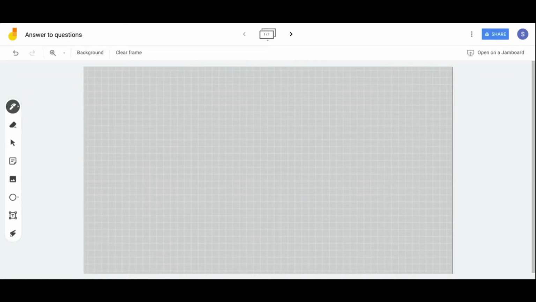If nothing works and you want to do it by hand on a piece of paper, then just take a picture of it and submit that to me, that would work too. So we've got that out of the way.